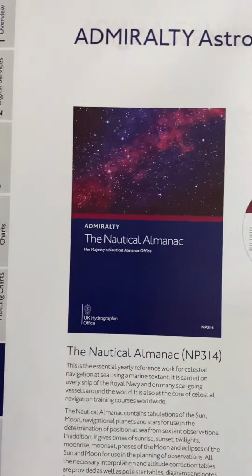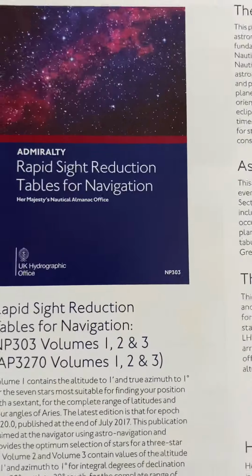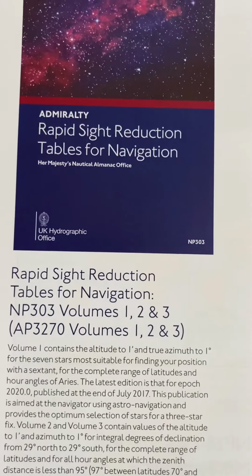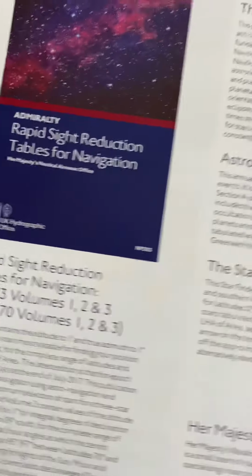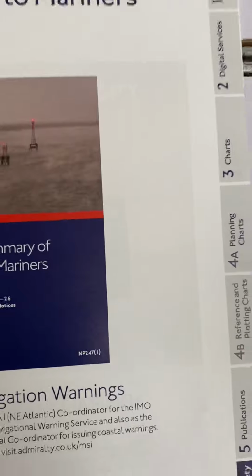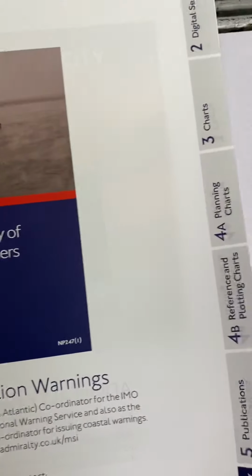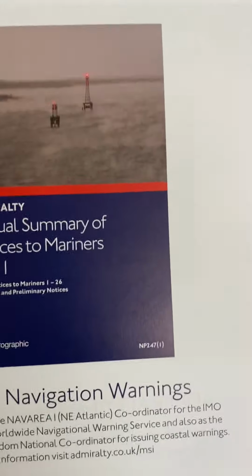So we have some special book also, some reference book. We have also the Nautical Almanac. And then we have the Rapid Sight Reduction Table, NP303. You have 3 volume. Then we have also the Annual Summary, which is published every January and June. So these are all the correction, all the summary with the existing correction.